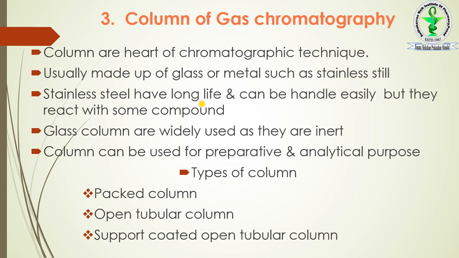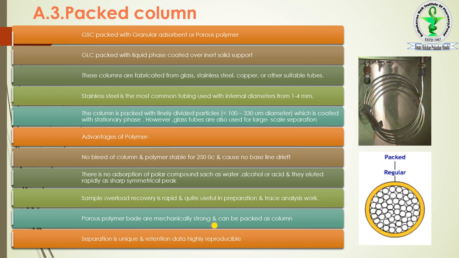So that might be a packed column, open tubular column, support coated open tubular column. So different kinds of the columns are there that we are using. Packed columns, open tubular columns, support coated open tubular column. These are the three different types of columns that we are using. Okay, so start with the packed columns.